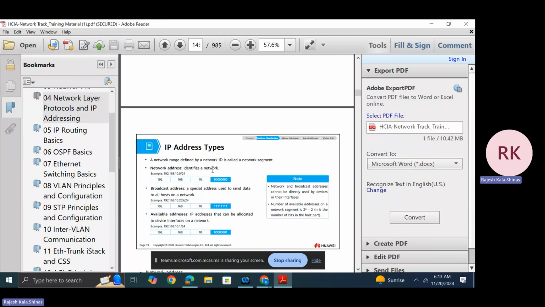So in class C, we have a 24-bit network and 8-bit host address. If all the 8 host bits are 0, that will be 192.168.10.0, the network address. If all the host bits are 1, it will be the broadcast address 192.168.10.255. In between network and broadcast are usable IPs like 10.1, 10.2, 10.3, up to 10.254. So we have 8 host bits, which means 2 raised to 8 minus 2 usable addresses.